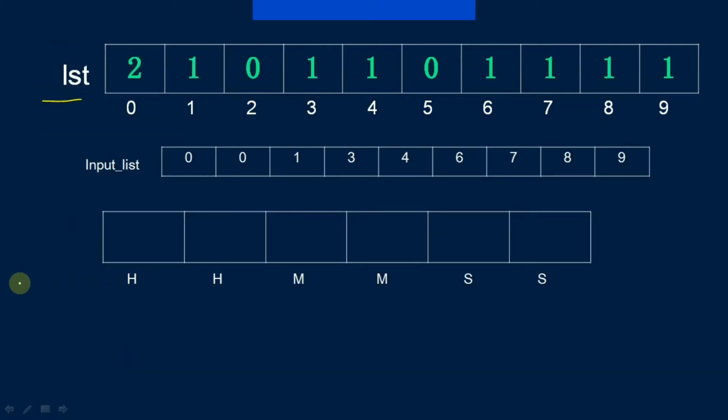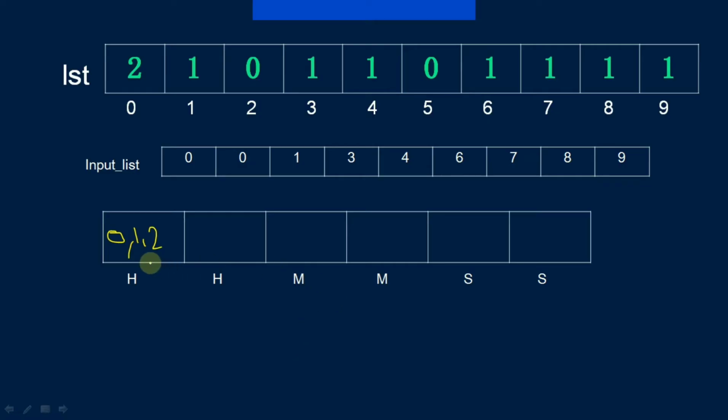After that, let's create an array of size 6, because the first two cells will store hours, the next two cells will store minutes, and the last two cells will store seconds values. Okay, and what will be the possibilities? Let's see the first possibilities. So at the first index we can store 0 or 1 or 2, because we want time in 24-hour format.